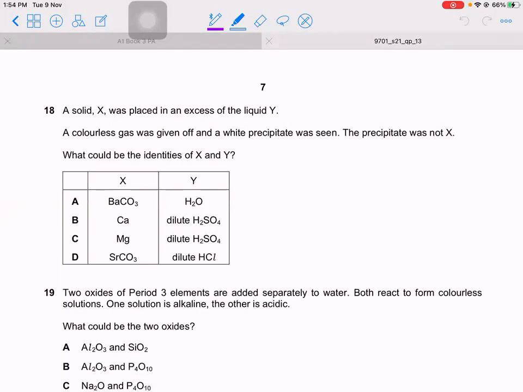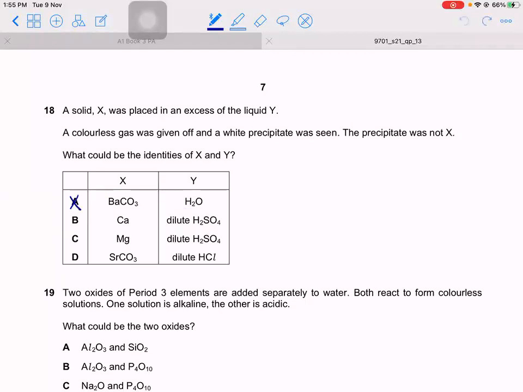18. Solid X was placed in excess of liquid Y. A colorless gas was given off. So X needs to be solid. All of these are solids. Take barium carbonate added to water. They are saying a colorless gas is given off. Barium carbonate will not react with water because it is insoluble. All carbonates are insoluble, so when you add it to water, nothing happens. Stays the same. Colorless gas given off can't happen.